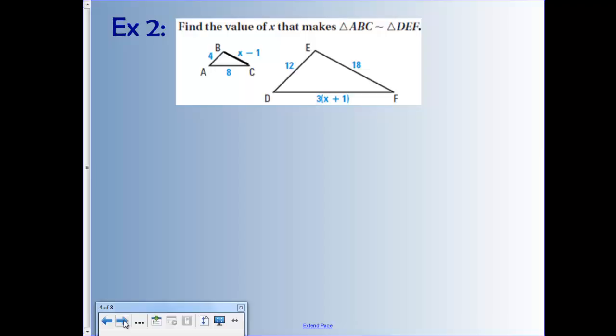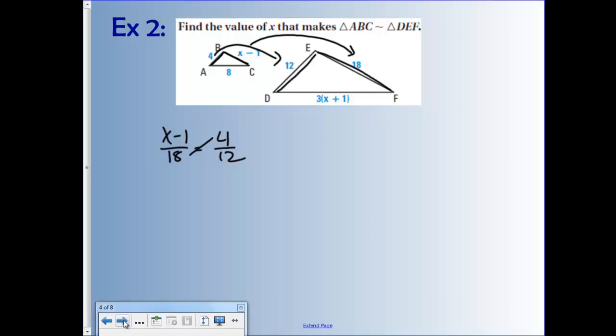What does x minus 1 correspond to? 18. So I have x minus 1 corresponds to 18. And what else? 4 and 12. I could have said 8 over 3x plus 1, but then it gets really messy and we get into algebra 2 stuff and it's a little tough.